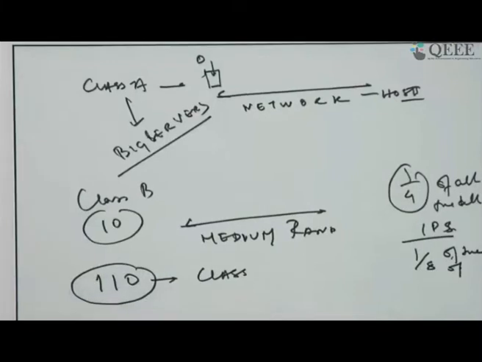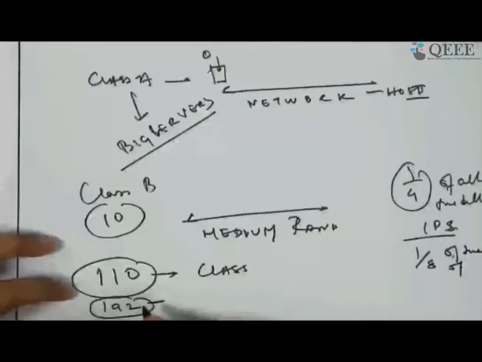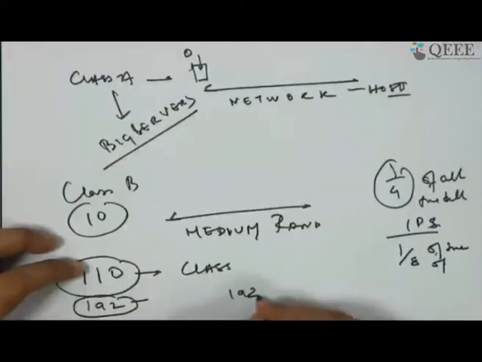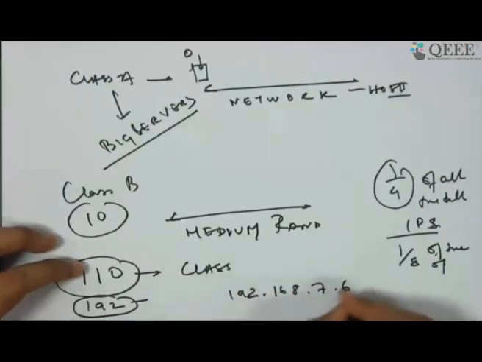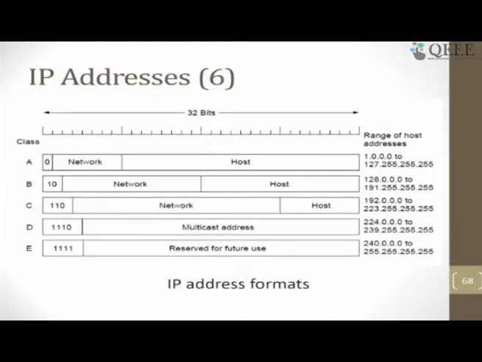If you think about 110, what does it mean? It starts with 192. Those of you who are a bit senior will know that initially IPs used to start like 192.168.7.6. That was the initial IP, because the initial concept was classful addressing, and that's why people did this 4 class classification.